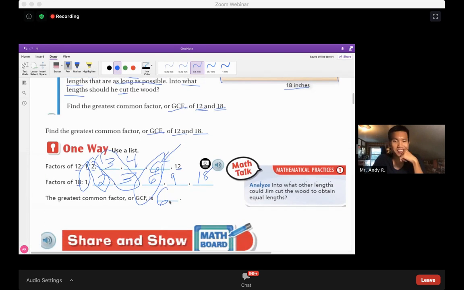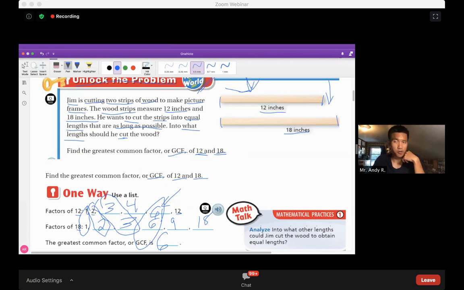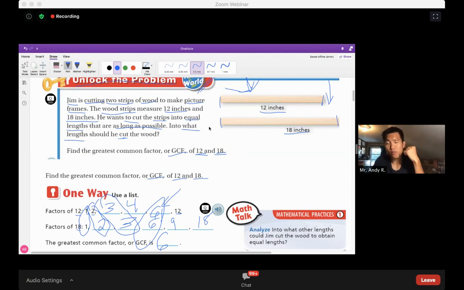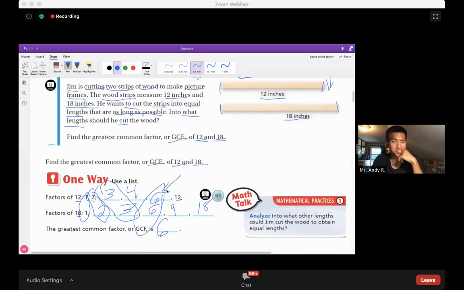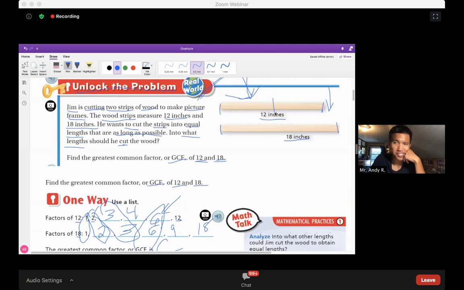Okay, I'll give you a few seconds to write this up, and then we're going to work on some problems independently as teams. Also, this tells you that Jim is going to have to cut the blocks into 6 inches to get equal lengths. We can see right now when you cut it into 6, you get equal amounts of each without anything left over.